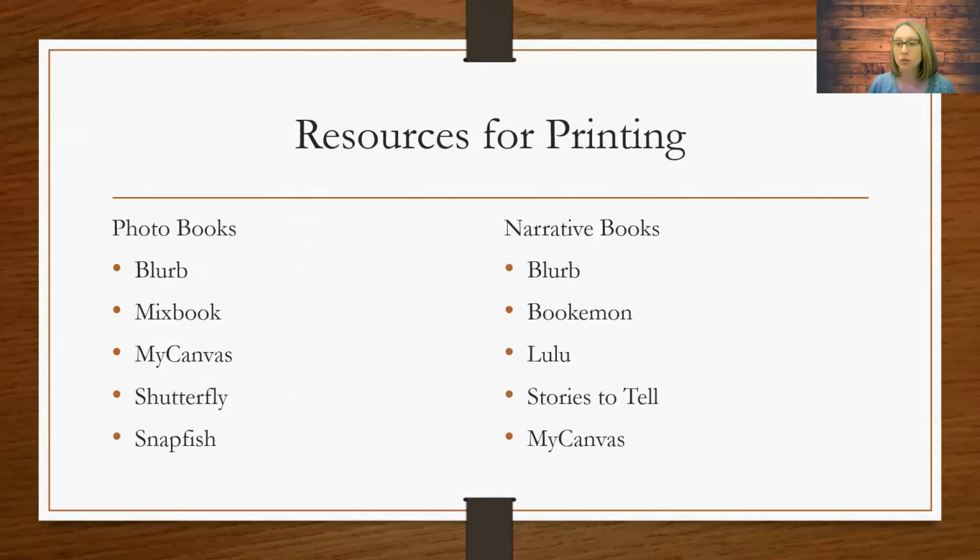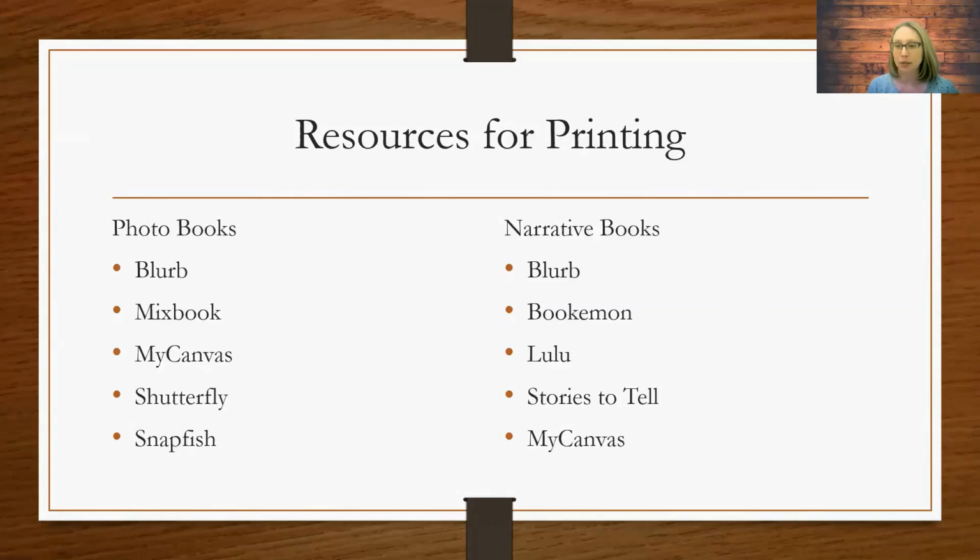Okay, so these are resources for printing out your books. I have not used any of these for this purpose. This is what I was able to identify through my research of other reputable sources that have discussed printing family history books. If you're going specifically for photo books, we have a list here. These are all websites: Blurb, Mixbook, MyCanvas, Shutterfly, and Snapfish. I'm sure you're familiar with the last two as a source for printing photos. They do photo books really well, and you can add text to those if you want to add captions to your photos.